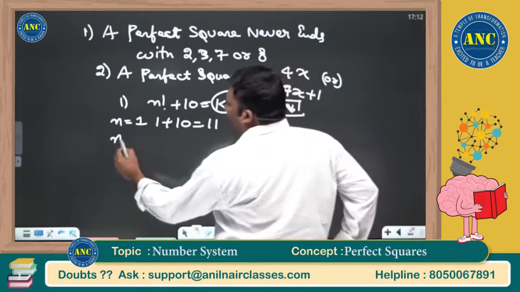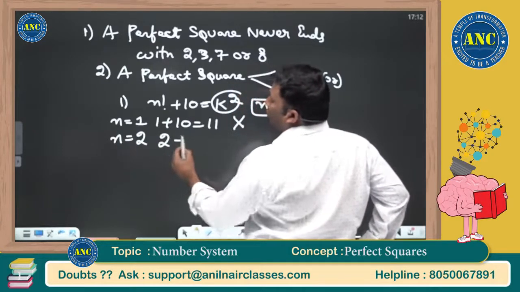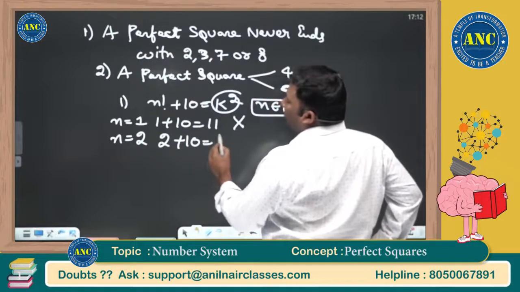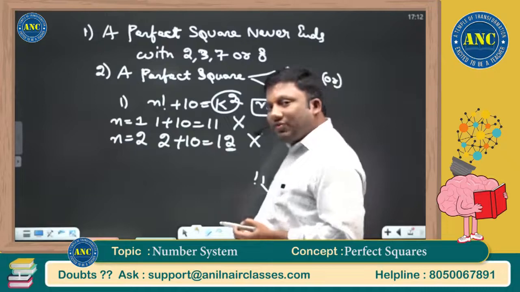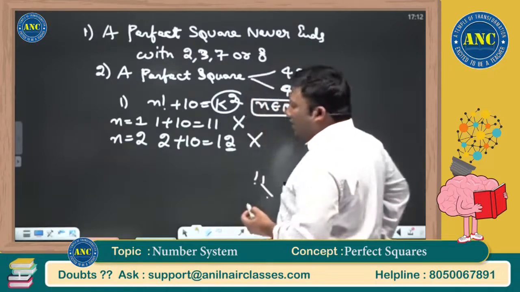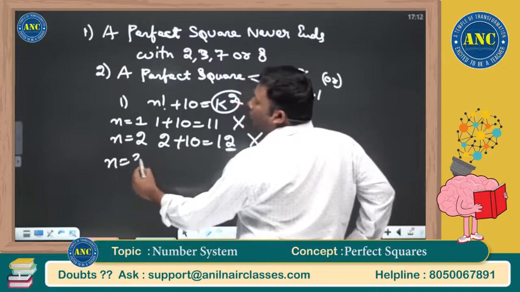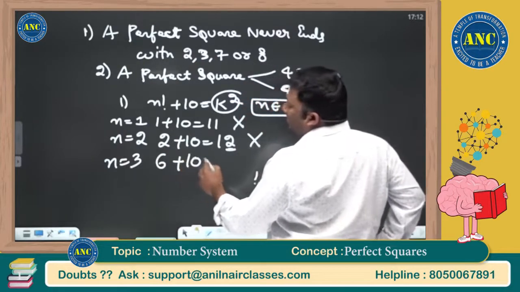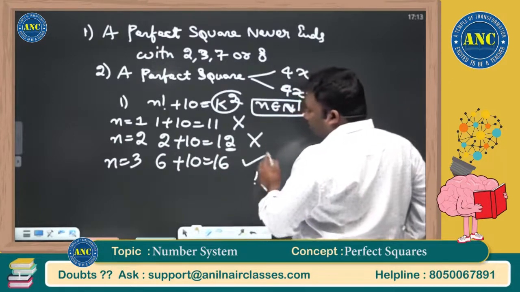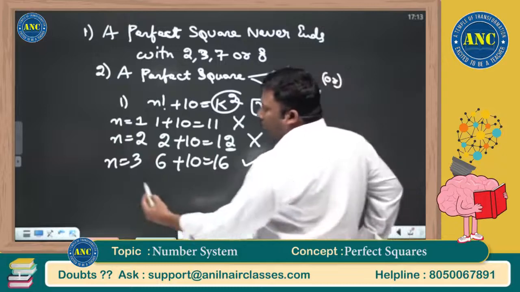N equivalent to 2. If I put n equivalent to 2, 2 factorial is 2 plus 10 equivalent to 12. A perfect square never ends with 2, 3, 7 or 8. So this is also not a perfect square. N equivalent to 3. 3 factorial is 6. 6 plus 10 equivalent to 16. 16 is a perfect square. 4 square is 16.